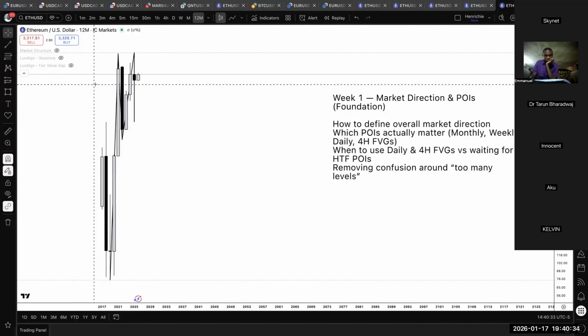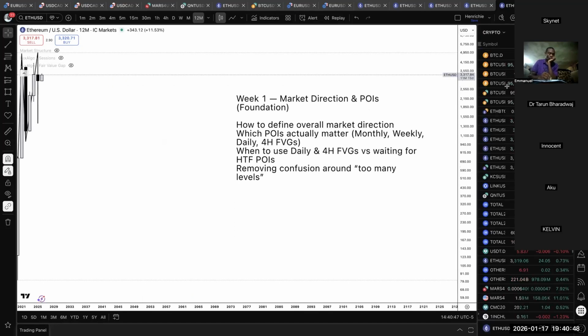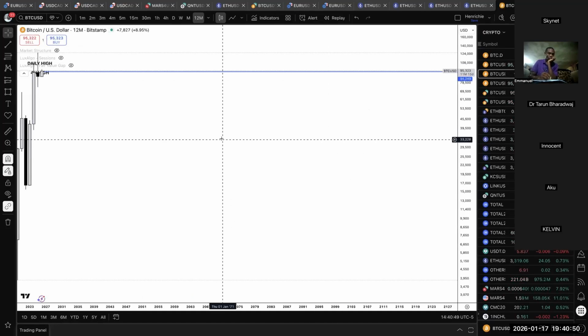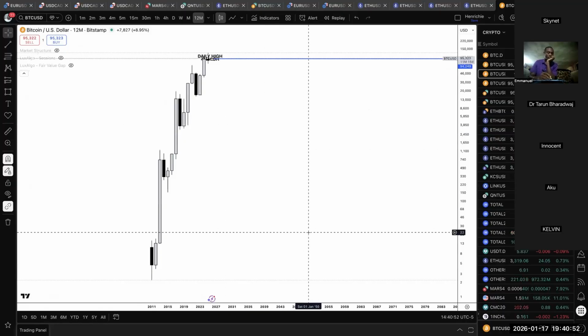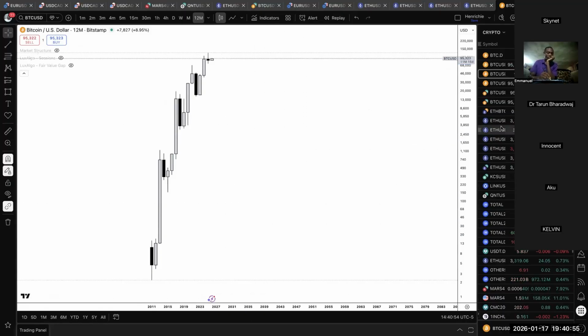Now this is how you can identify your long-term direction. And we're going to do this example on different asset classes as well, and then we'll go down into identifying points of interest. So let's have a look at a different asset class. Let's have a look, for example, at Bitcoin. So this is Bitcoin, and I'll remove everything on the screen.